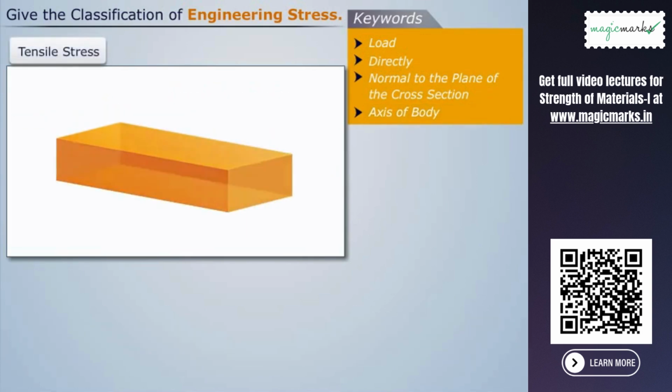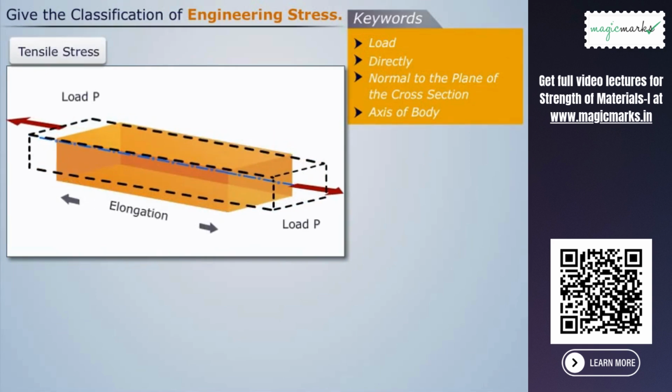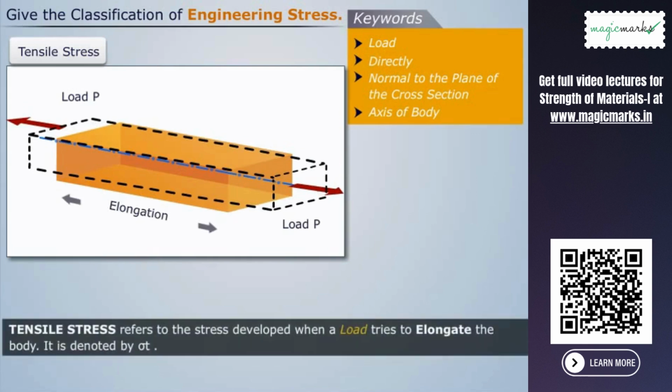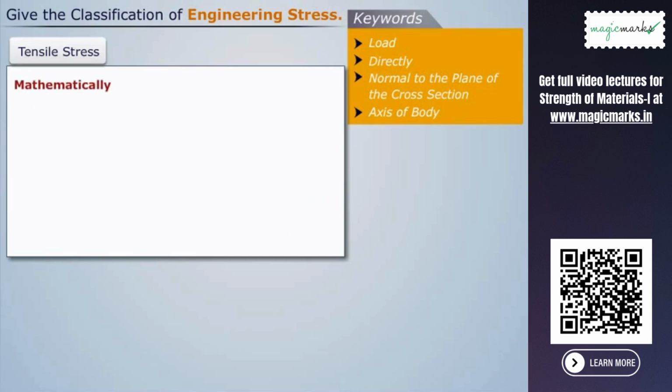Tensile stress refers to the stress developed when a load tries to elongate the body and is denoted by sigma T. Mathematically, tensile stress can be represented as sigma T equals P by A, where P is the tensile load and A is the area of cross-section.